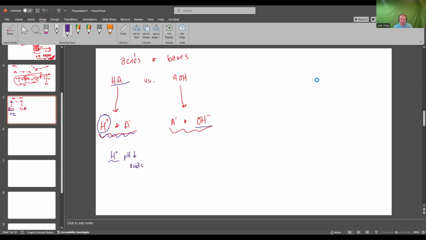7 is more basic, yes. It's a relative scale, but I would classify 7 as neutral. I wouldn't say 7 is acidic or basic. I would say it's neutral. 8, however, yes, you're absolutely right. 8 is a basic pH. I am going to split hairs on this one, just to stress that this is a relative scale, as opposed to an absolute scale.